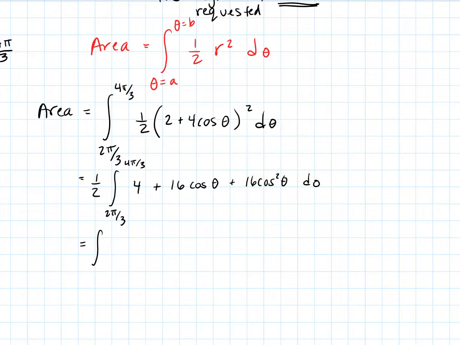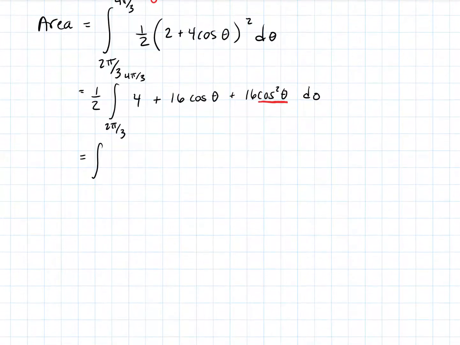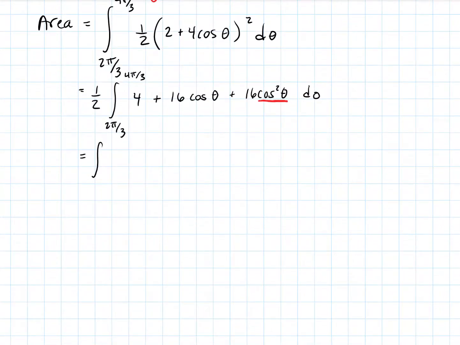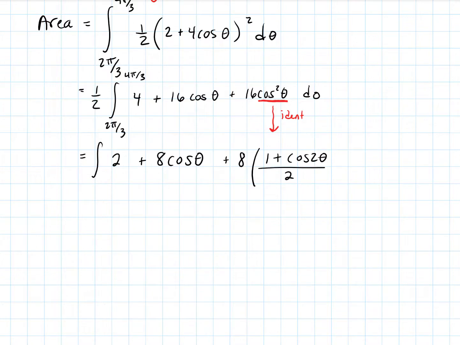And while I'm at it, again, nice little ending section here because we get to apply some other things from earlier in the semester. Got that cosine squared, so I'm going to send the 1/2 through, and at the same time, I'm going to use the identity to simplify that cosine squared. So we got 2 plus 8 cosine of theta plus 8 times, and then I'm going to have 1 plus cosine of 2 theta over 2 d theta.